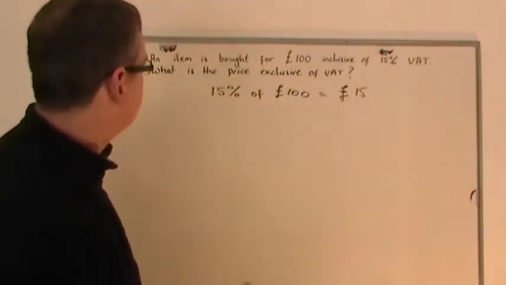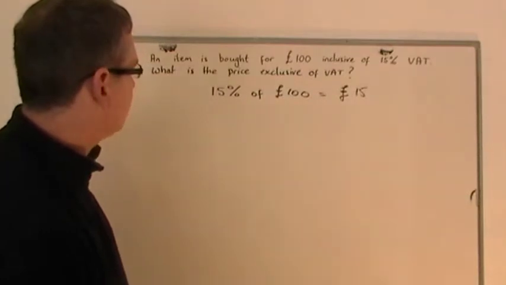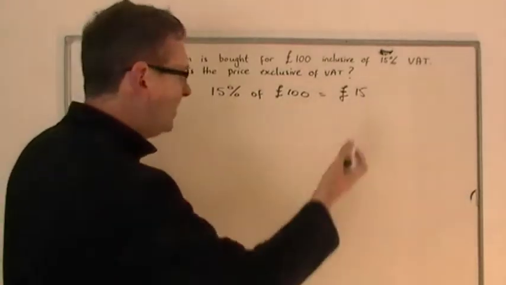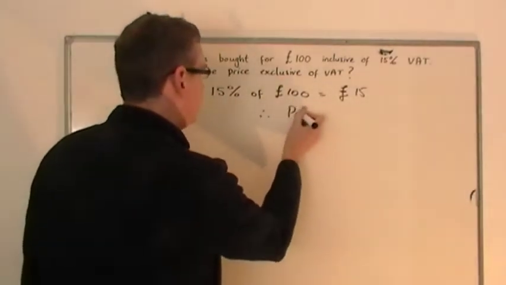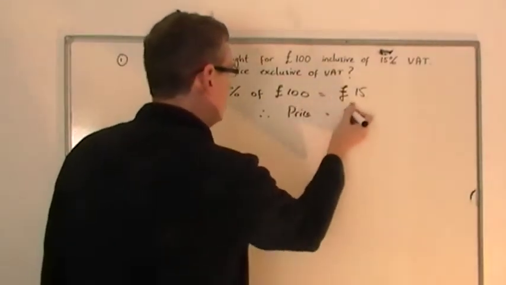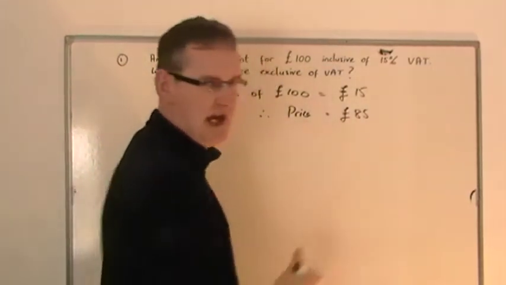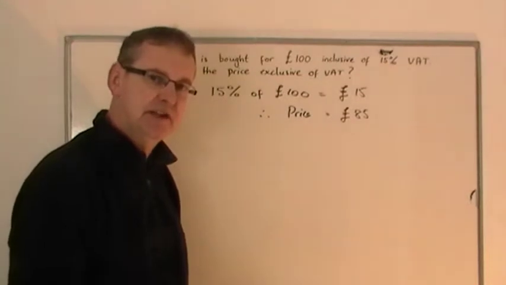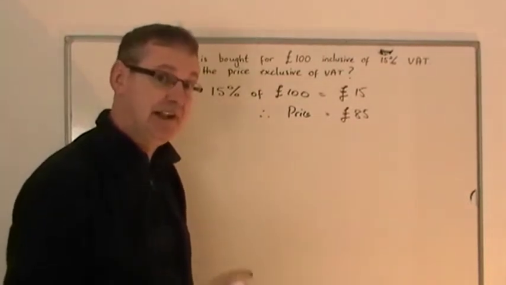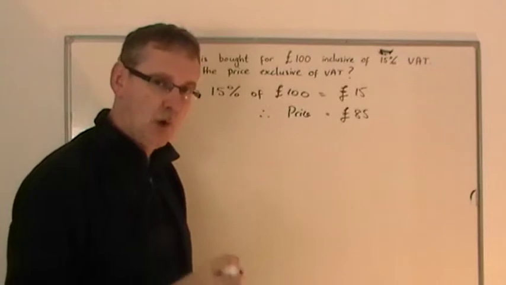And an item is bought for £100 inclusive of VAT, so that includes the VAT, so the previous price without the VAT would be, what, £85? Do it in your head, nice and easy. And lots of people would think that's the right answer. Well, it's fundamentally the wrong answer. Why is it the wrong answer?